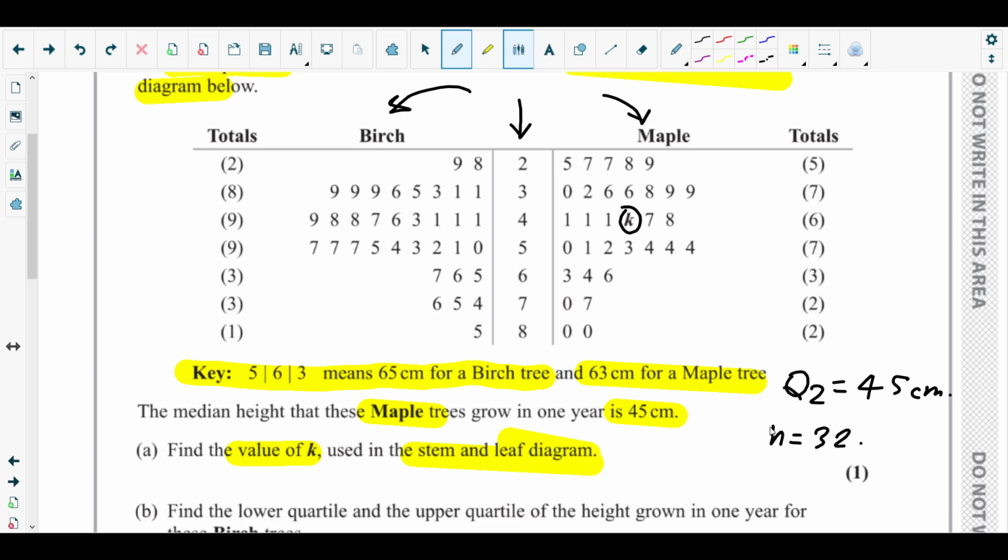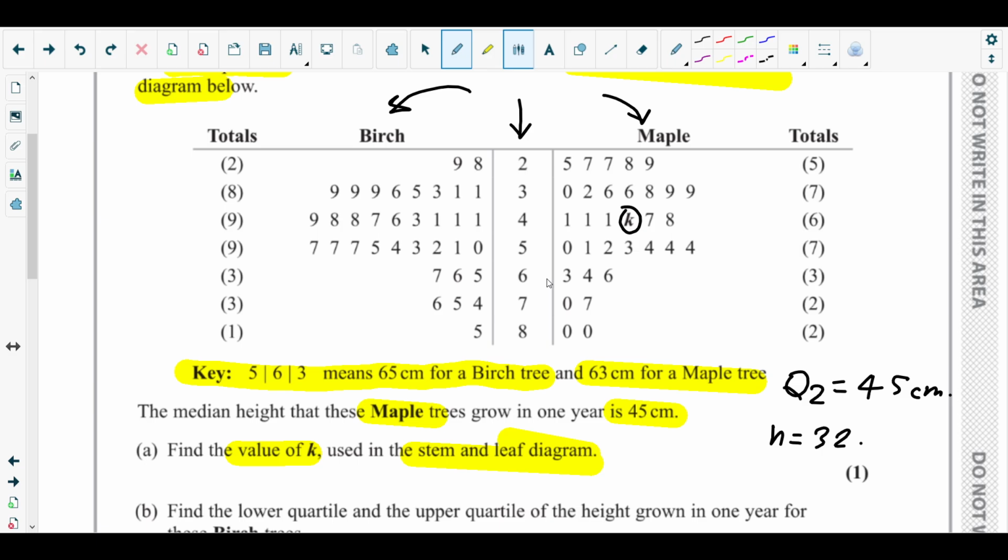For an even number of data values, the median is the average of the middle term and its next term. Here the middle term is the 16th term, since 32 over 2 is 16, and its next term is the 17th term. So the median would be the average of the 16th term and the 17th term.